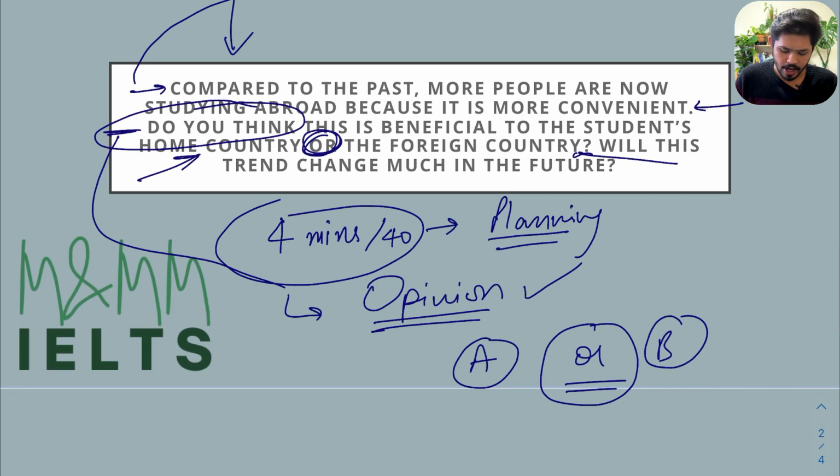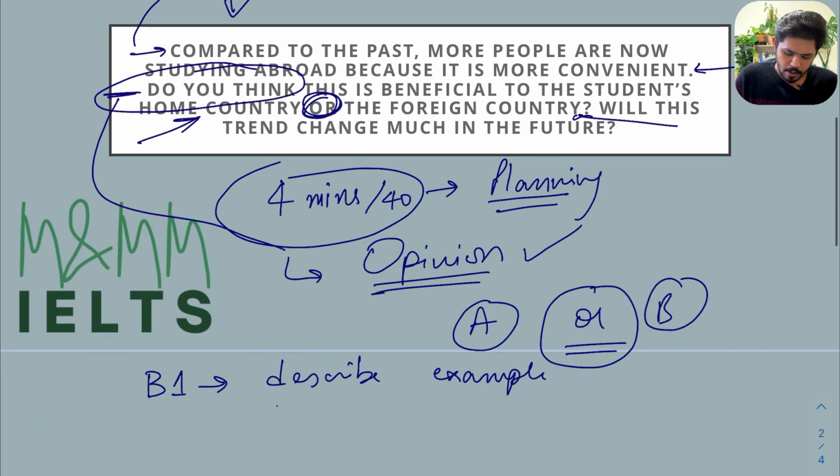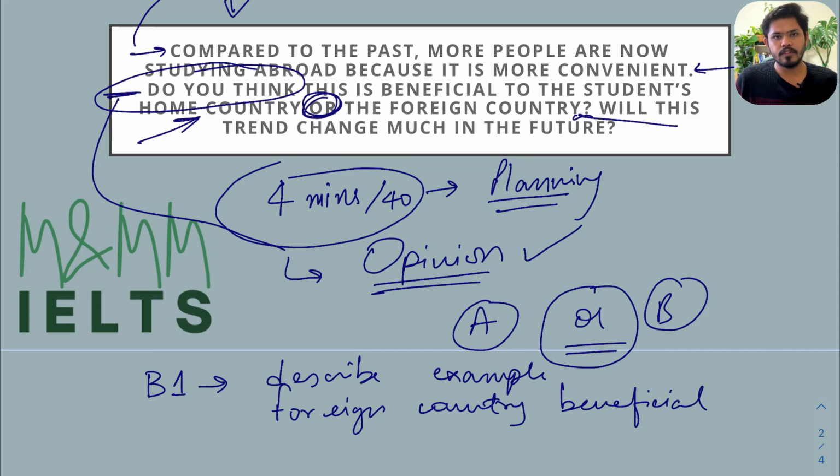So I will describe that in my next paragraph, which is my second paragraph, that is called body 1, where I will describe the scenario, where I will write an example that explains this scenario. So a detailed explanation of the second sentence, which is, do you think it is beneficial for students' home country or foreign country? Let us plan that. Let's say I say it is beneficial for foreign country. Okay, so I have made up my mind, foreign country, beneficial, right? So that is my start of the paragraph.